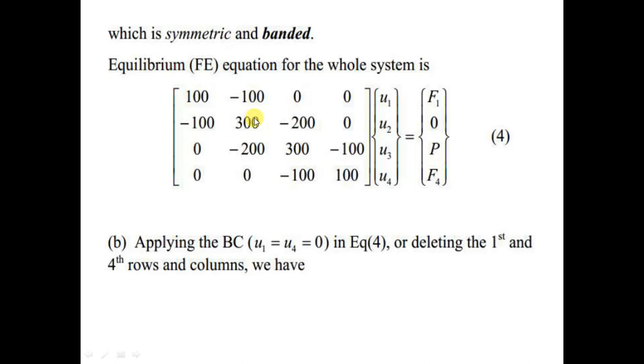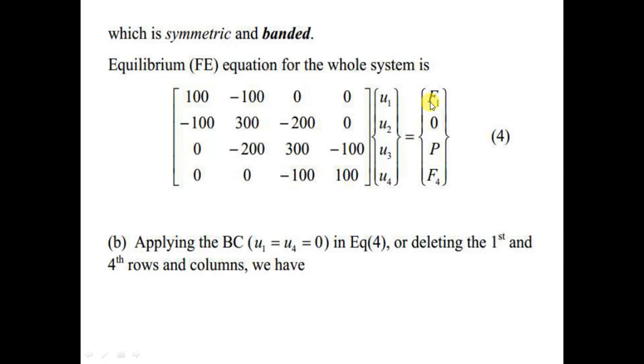So that is K into U is equal to F. That means K is the stiffness matrix, U is the displacement matrix, and F is the load matrix. So U1 is the displacement at node 1, U2 the displacement at node 2, U3 the displacement at node 3, and U4 the displacement at node 4. Now this is the displacement matrix.